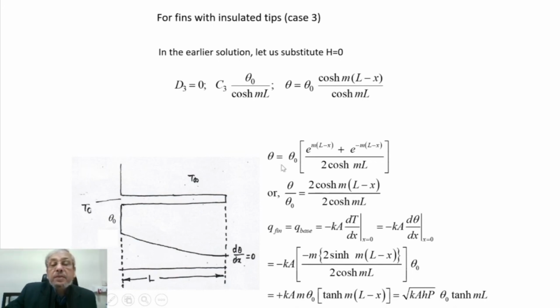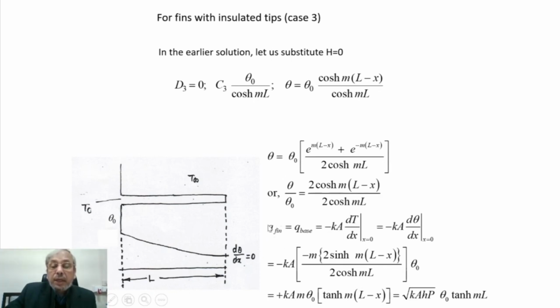The theta distribution along the length is something like this. So theta equals theta naught, and if we expand cosh(m(L minus x)), we can write theta equal to theta naught times e to the power m(L minus x) plus e to the power minus m(L minus x), divided by 2 cosh(mL). We are just rewriting this. So theta by theta naught we can write as 2 cosh(m(L minus x)) divided by cosh(mL).